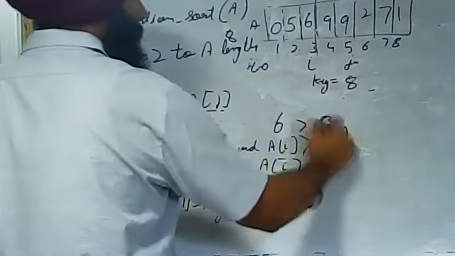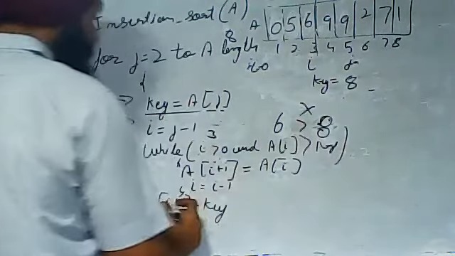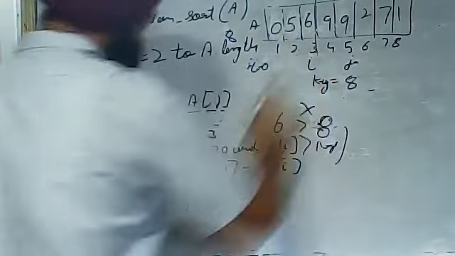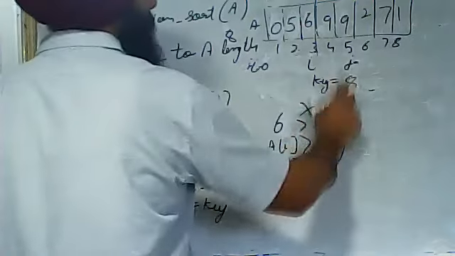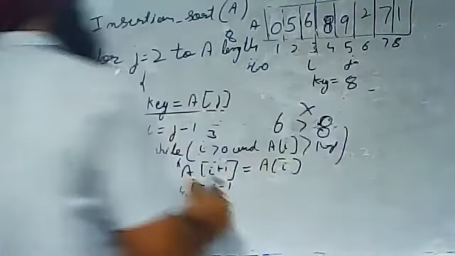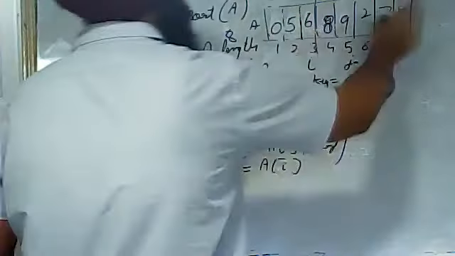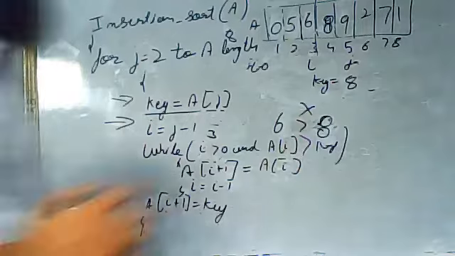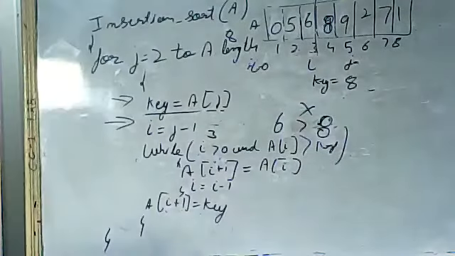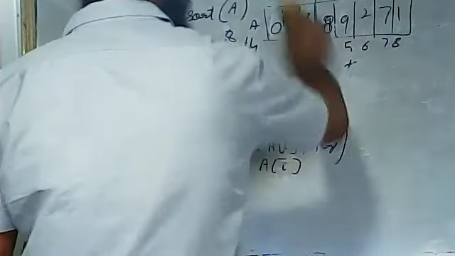This condition is not true. So we are at the third position. At 3 plus 1, we will place our key element, that is 8. So we have sorted like this. All the elements will get sorted by using this insertion sort algorithm. So let's see the complexities of this algorithm.